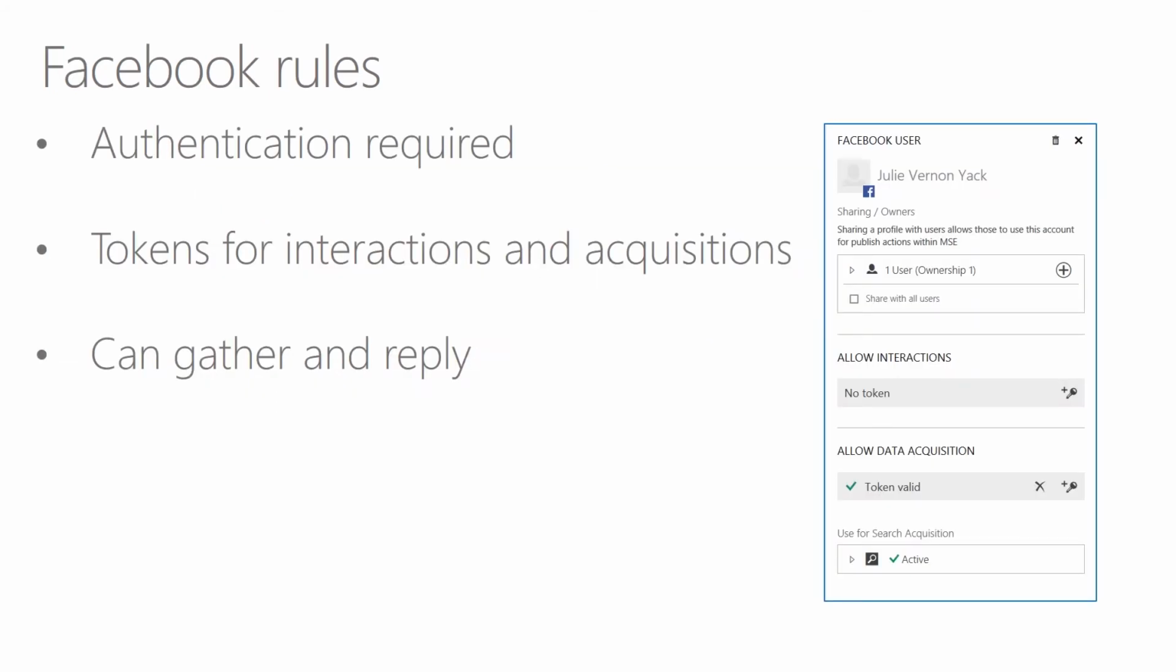When it comes to our Facebook rules, authentication is required. So you're not gathering any posts of any variety from Facebook if you are not an authenticated user in some capacity. You'll have different tokens and setups for interactions and for acquisition. So if you just want to read things versus if you want to interact on a page, that gives you the chance to gather and reply.